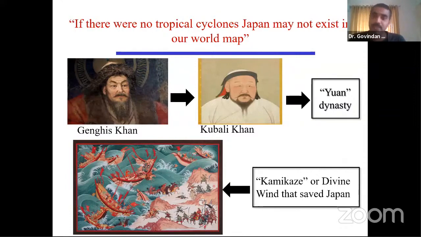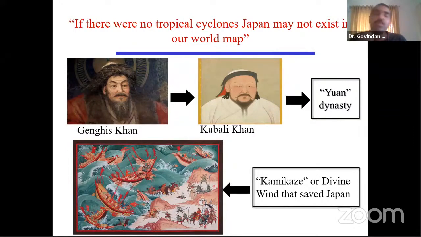After that, he never attempted to conquer Japan. Suppose there were no tropical cyclone, he might have easily conquered Japan and integrated it with China. It is a possibility that we may see Japan and China as one country today if there were no tropical cyclone. That's the history behind it.